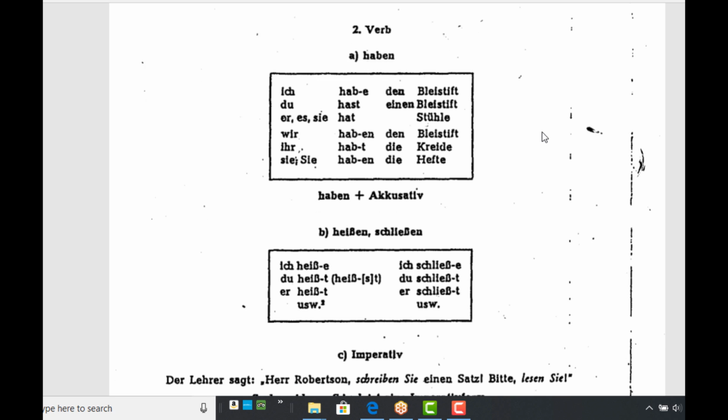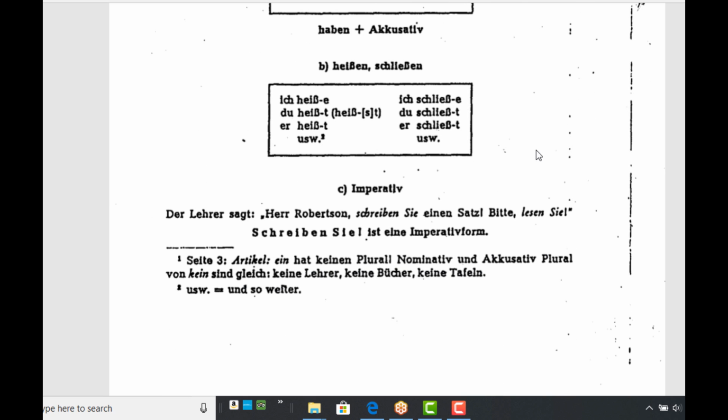Okay, then they give you something, the imperative, which is introduced much later in Jannach. Der Lehrer sagt, Herr Robertson, schreiben Sie einen Satz, bitte. Go ahead. Der Lehrer sagt, Herr Robertson, schreiben Sie einen Satz. Good. You ended where the period ended, I went on.